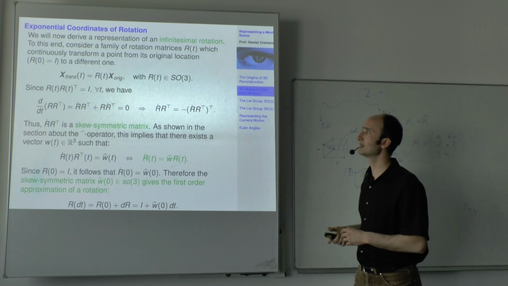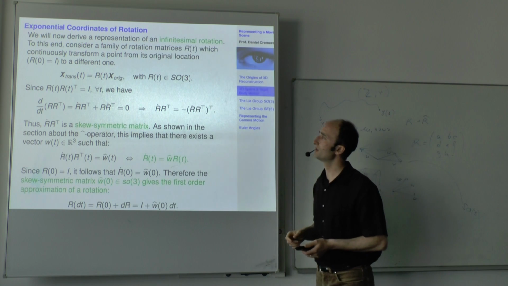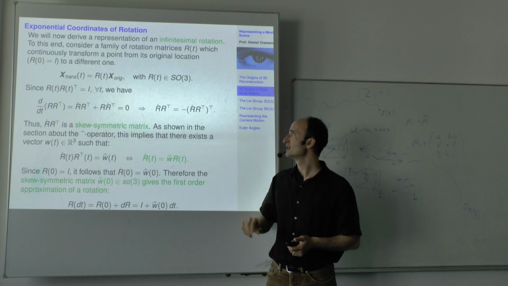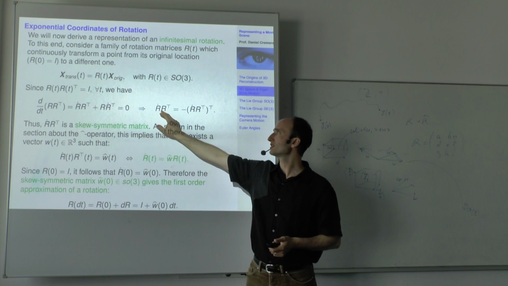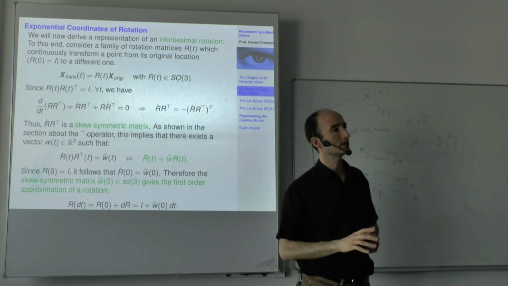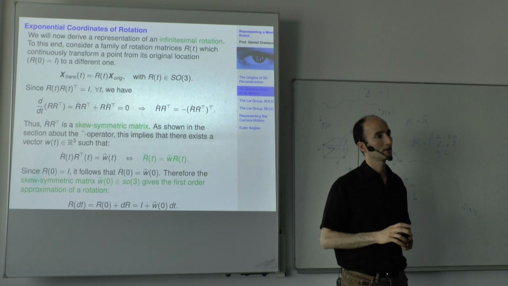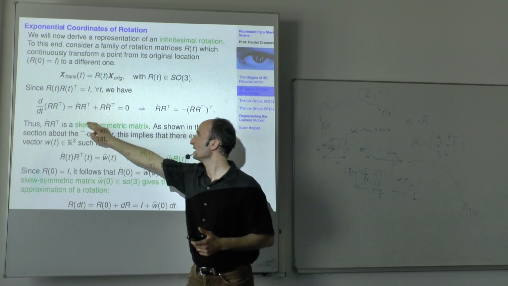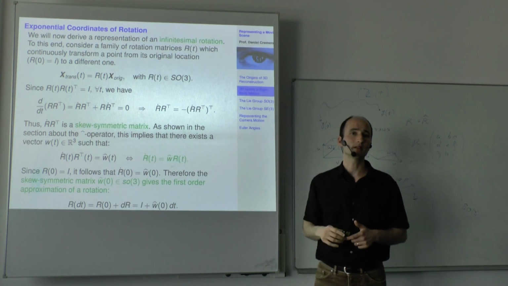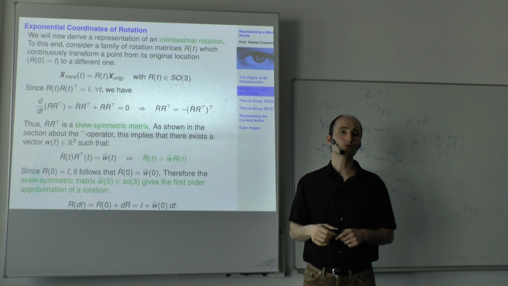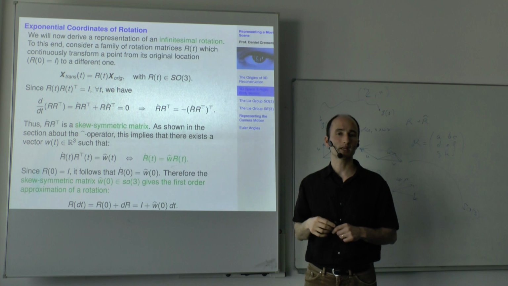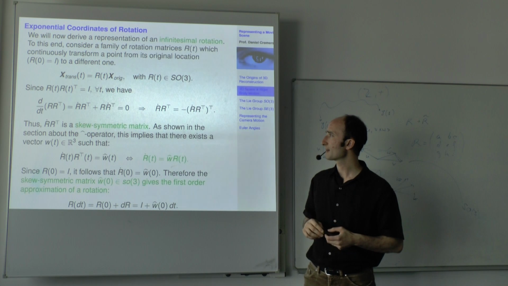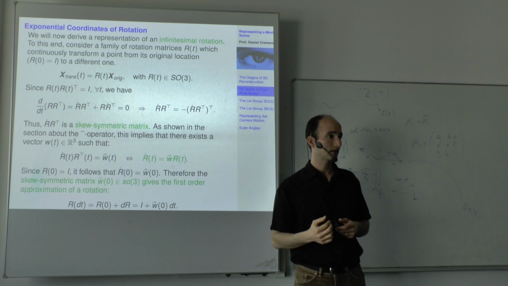Why is that interesting? It's interesting because it tells us that if R is a family of rotation matrices, then this expression here, R dot R transpose, is a skew-symmetric matrix. So all of a sudden, once we do derivatives here, we end up with skew-symmetric matrices that appear. And this is why the skew-symmetric matrices play an important role in modeling rigid body transformations, in particular modeling rotations.